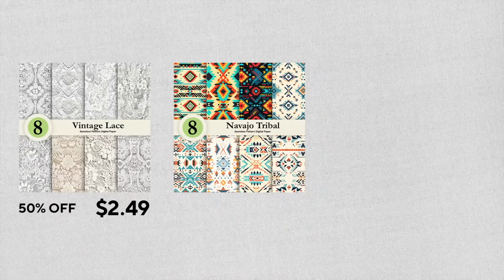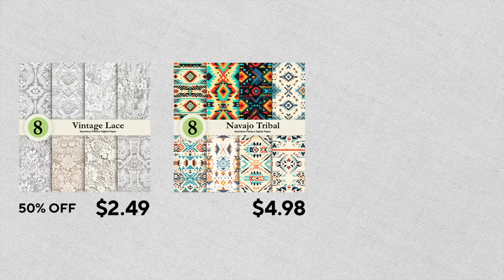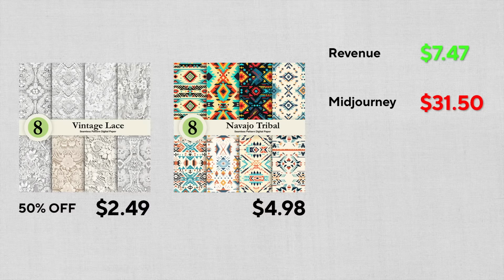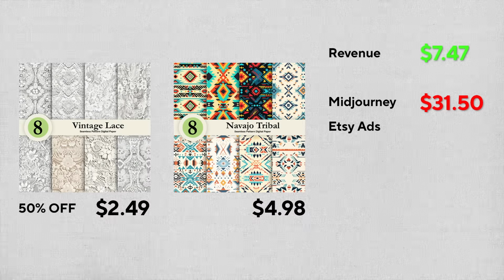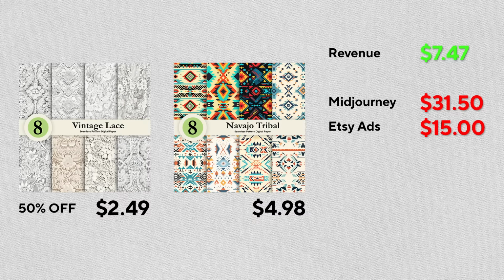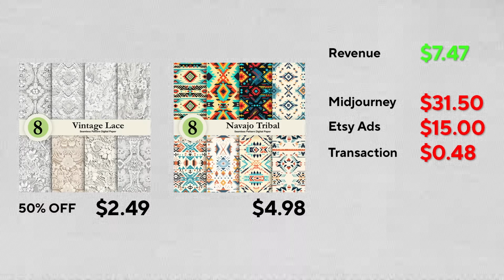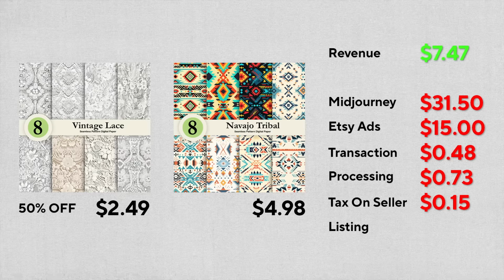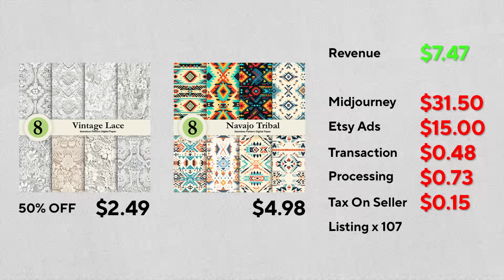I sold a total number of 2 AI patterns, one vintage lace pattern and one Navajo tribal pattern. I earned a total revenue of $7.47. For my expenses, Midjourney cost $31.50 for a 1-month subscription, and Etsy ads cost $15 over 15 days. Etsy also charged me 48 cents in transaction fees, 73 cents in processing fees, 15 cents in tax on seller fees, and 20 cents per listing in listing fees. I had 107 listings, so that cost me $21.40. In total, my net income for this challenge is negative $61.79. Dang!